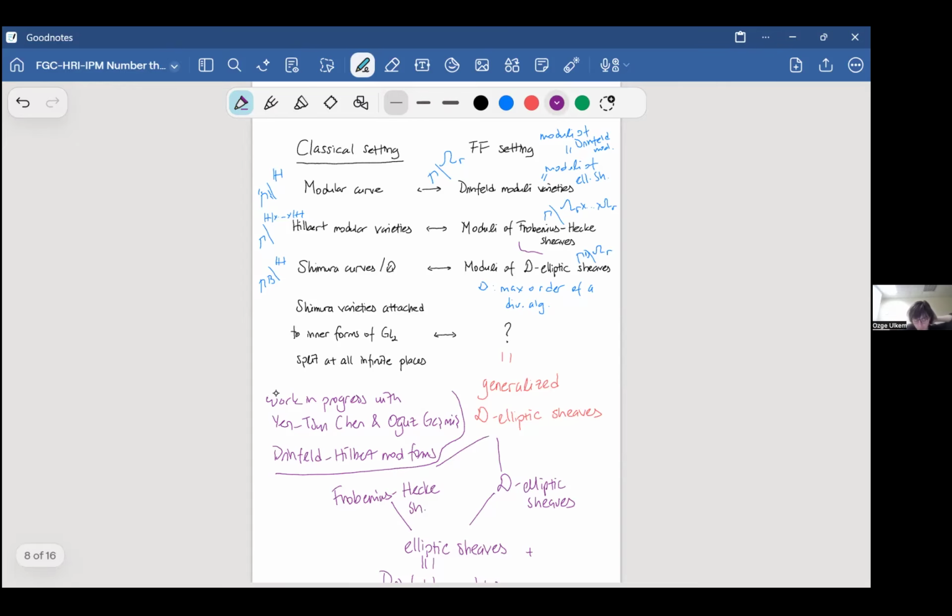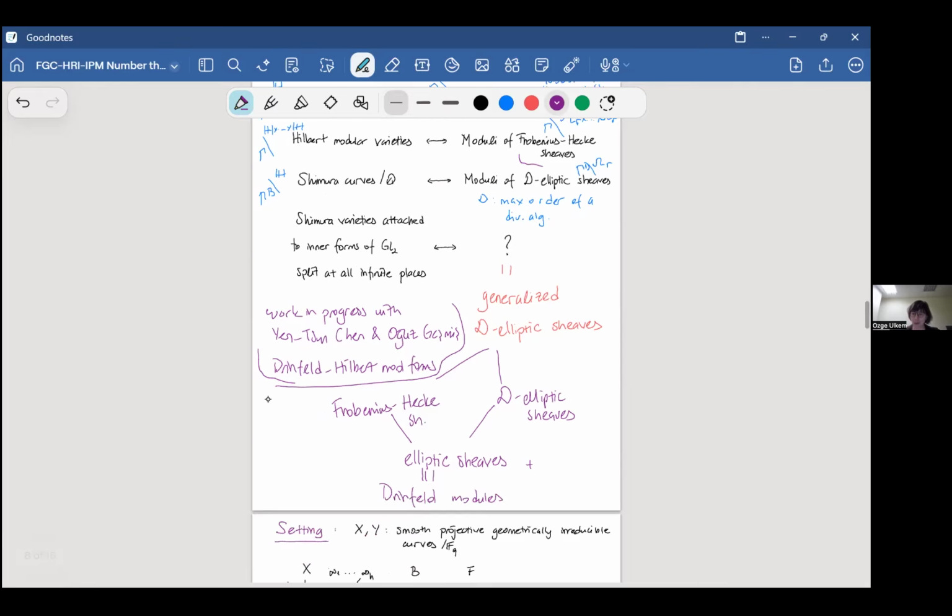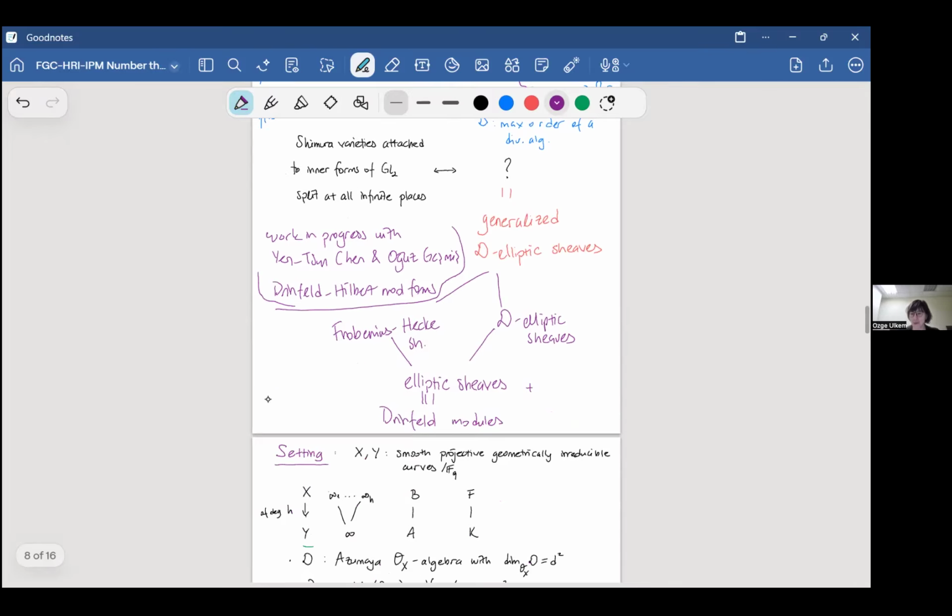But here, to define Drinfeld-Hilbert modular forms is not that immediate. Again, one of the differences is that in the classical setting, there is the Petersson inner product, right? We don't have it. And that gives us some problems. Hopefully I can give another talk on Drinfeld-Hilbert modular forms soon.